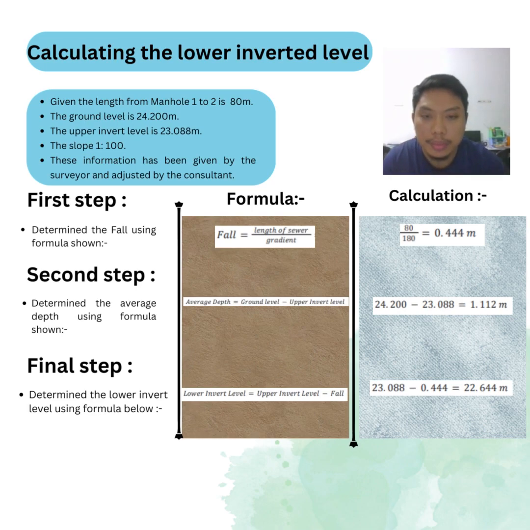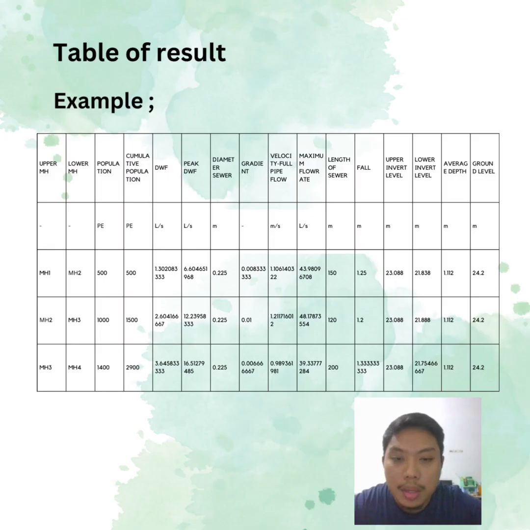22.644 meter. So for the procedure, we need to repeat for all manholes, which is to determine the PE value for each manhole and until the invert level. So the result is plotted to the table as shown in the example.